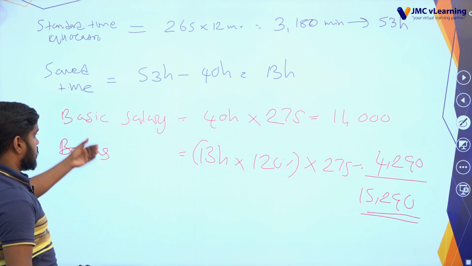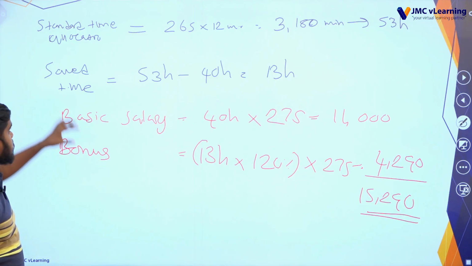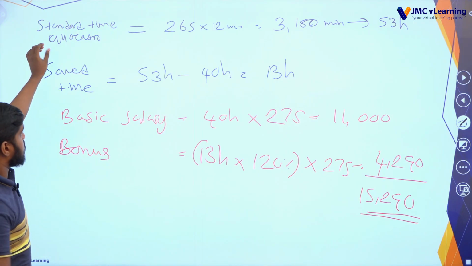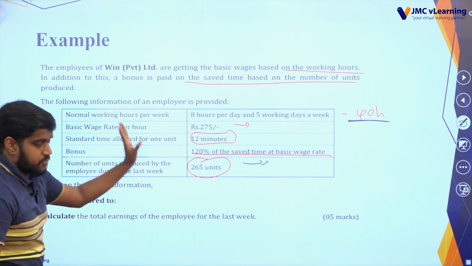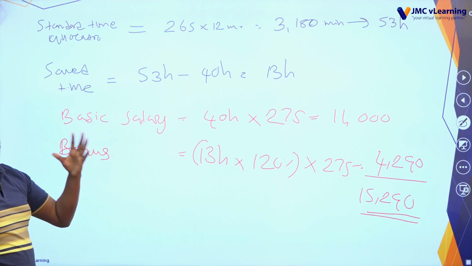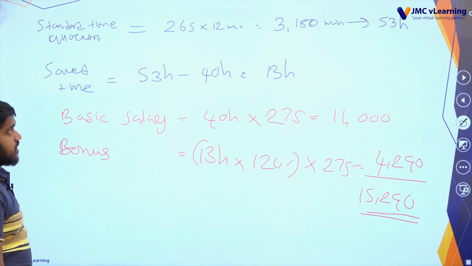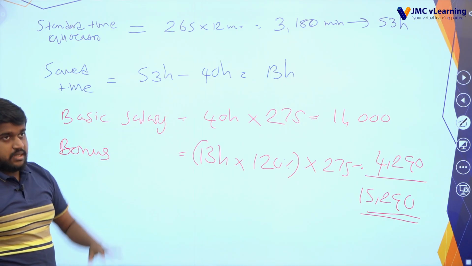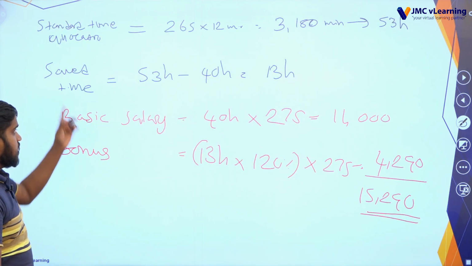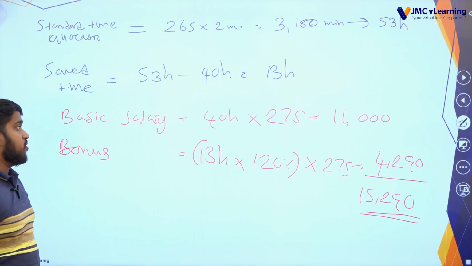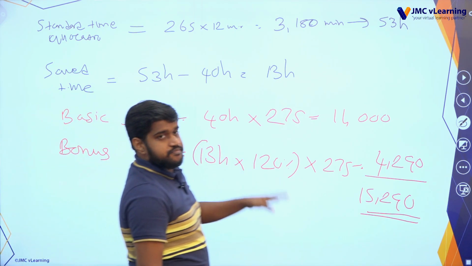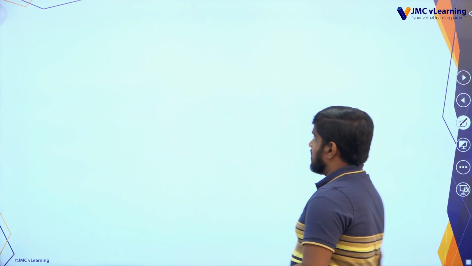Like this we can calculate the total earning for this employee. The most important thing is to identify the saved hours. For that purpose, first we need to identify, as per the information, that he produced 265 units. Therefore, we need to first identify the actual time allocation for these 265 units. That is 53 hours, but actually this employee worked only 40 hours this week. Therefore, he saved 13 hours for the organization. Then based on that we can calculate the total earning for this employee.